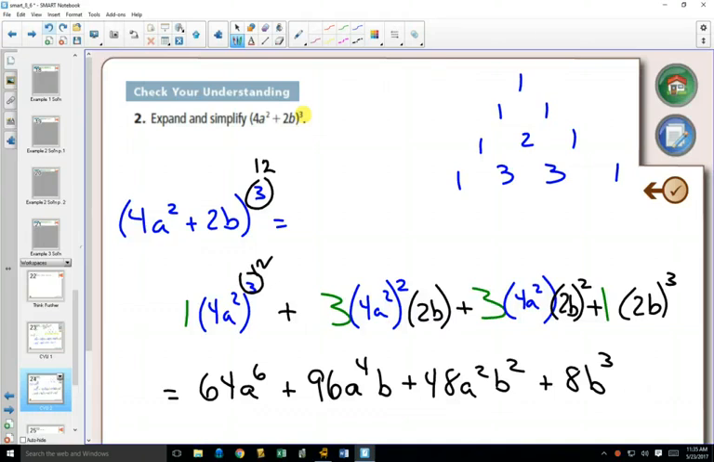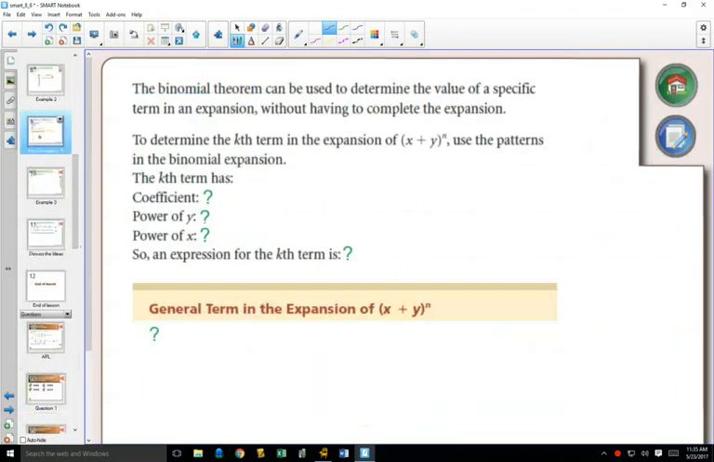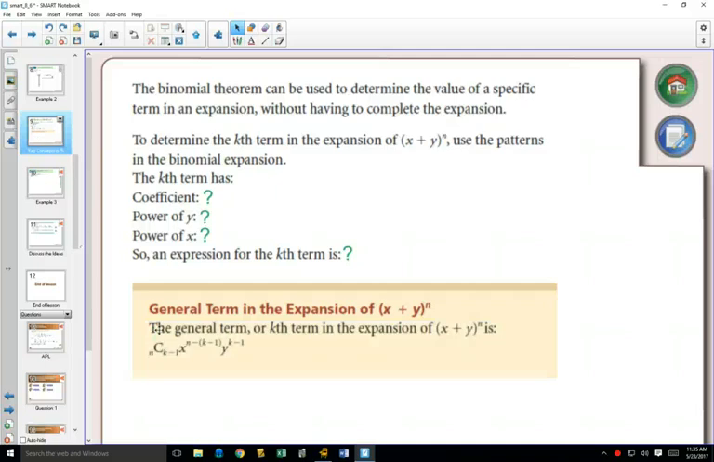So we need a way to work with these, and they're not going to ask you all of the terms, but they might say, hey, in this expansion of 4a squared plus 2b, you know that there's 4 terms. What does the third term look like? Can you find just this one? And so in order to find just this one, they have a formula at the bottom of your page, and we're going to add to that to make it look just like it does on your formula sheet. So there's the formula at the bottom of your page.